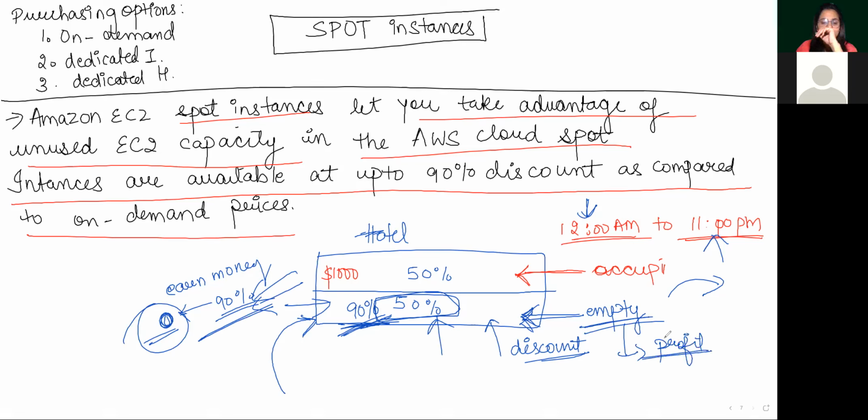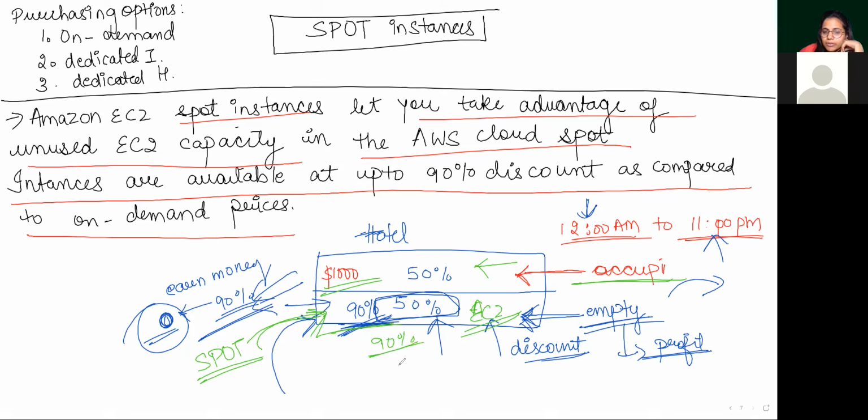Now what happens in Amazon? Similar thing they are doing. What they are trying is, okay, 50% of my instances are occupied at the same rate. Getting it? Now these EC2 instances are left empty. So if anybody comes who wants a spot instance type, then I will provide it at 90% less.